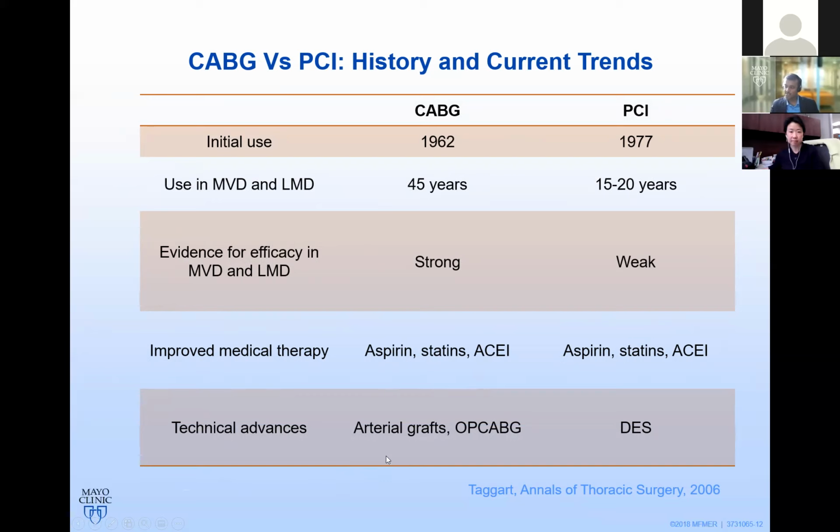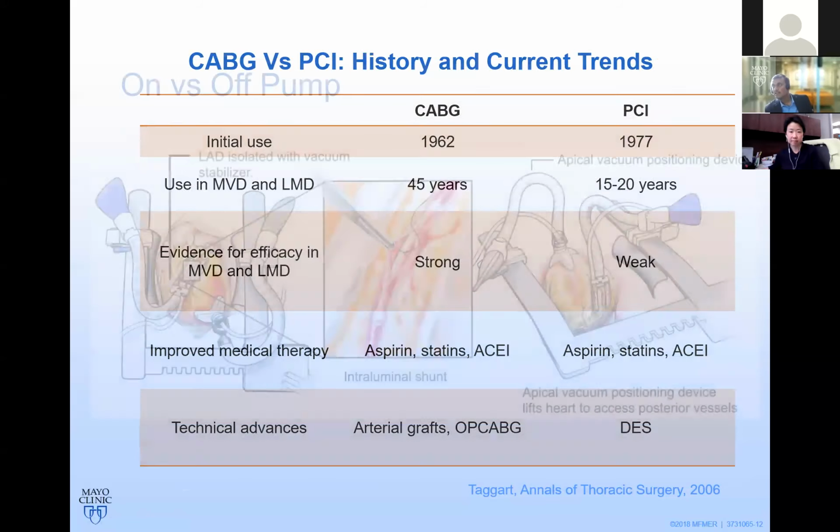For example, in CABG, there's now an increased debate about using arterial conduits and the use of off-pump CABG. And in the PCI group, it is the use of drug-eluting stents, which are basically stents coated with drug to increase the patency and the longevity of those stents.